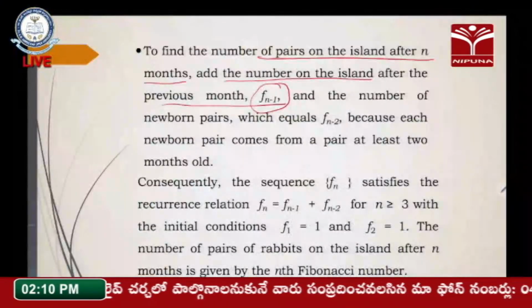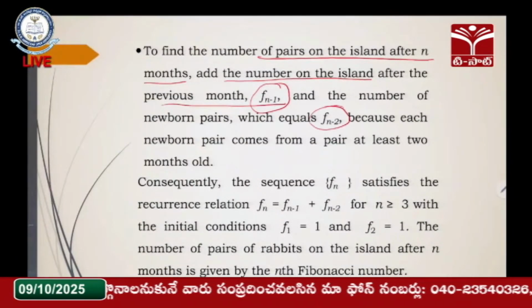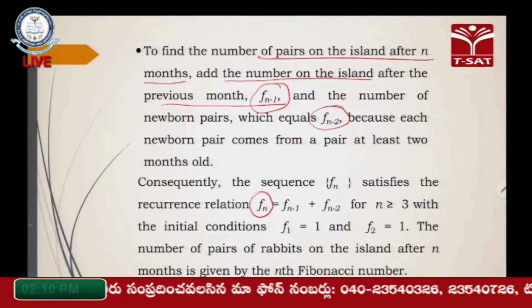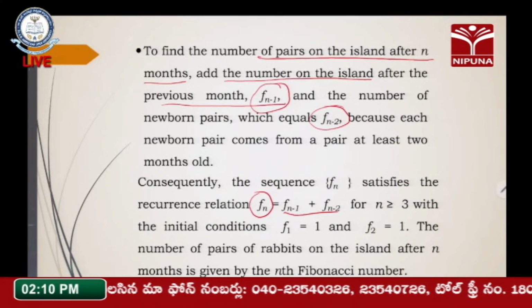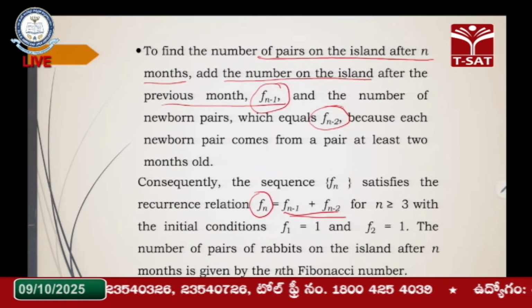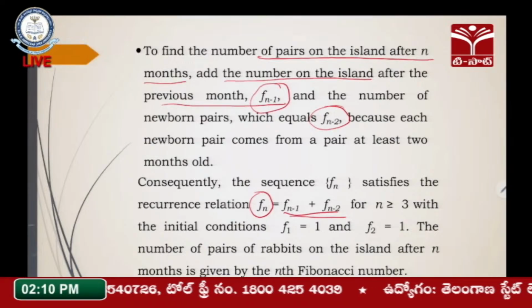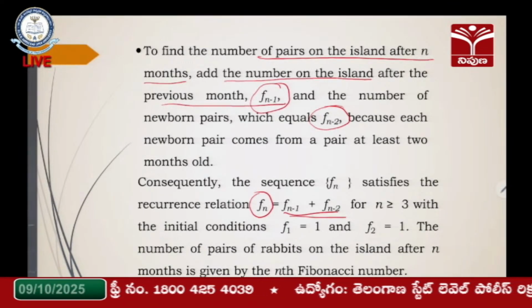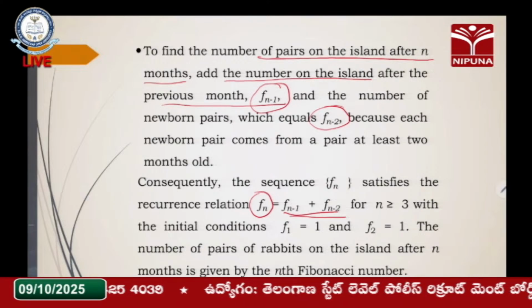Using that concept, to find the pairs on the island after n months, add the number of pairs on the island after the previous month, that is Fn minus 1, and the number of newborn pairs, which is equal to Fn minus 2. So, exactly after the end of n months, the sum will be Fn minus 1 plus Fn minus 2. It is the relation. Clearly, the nth term depends upon its previous two terms. Yes, exactly, this is a recurrence relation, so-called the difference equation.